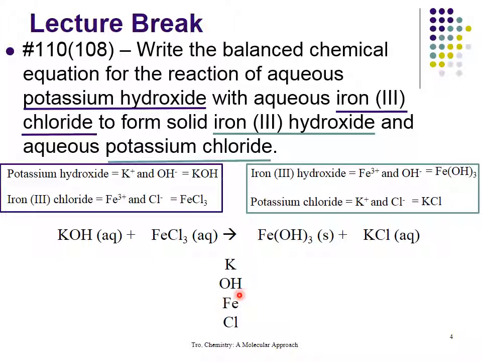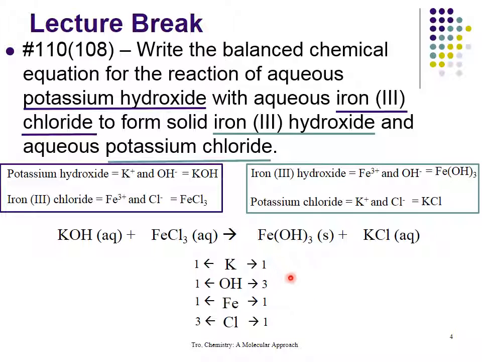Now I keep the OH together because it's written as hydroxide on each side of the equation. You can write them out separately, it will work just the same. If you do it this way, I think it makes it a little bit easier though. Then I fill in how many of each element are on each side. 1 potassium, 1 potassium. 1 hydroxide, 3 hydroxides. 1 iron, 1 iron, 3 chlorines, 1 chlorine.